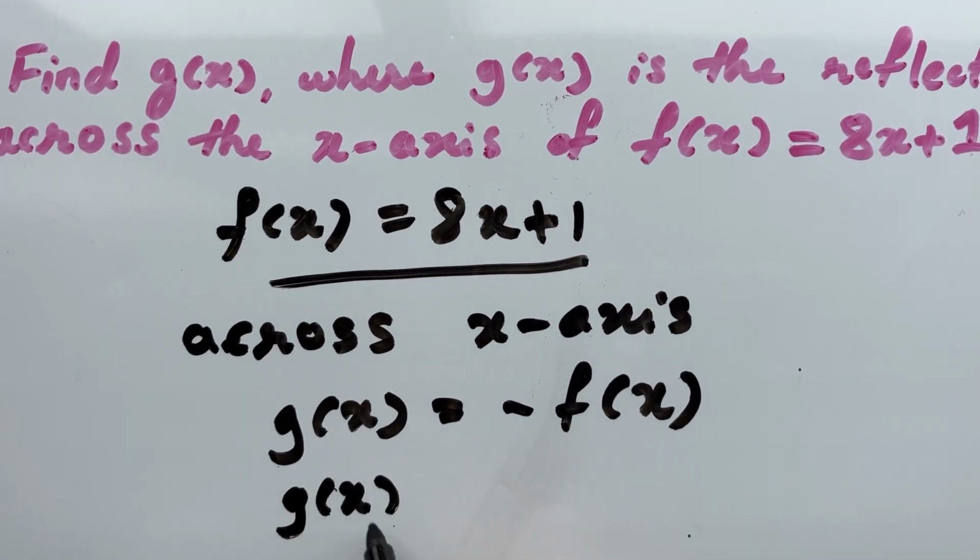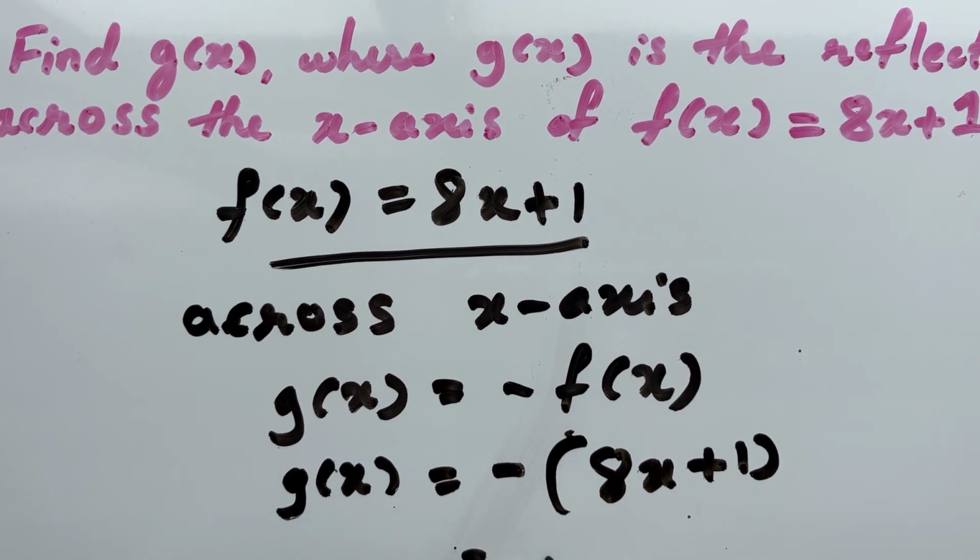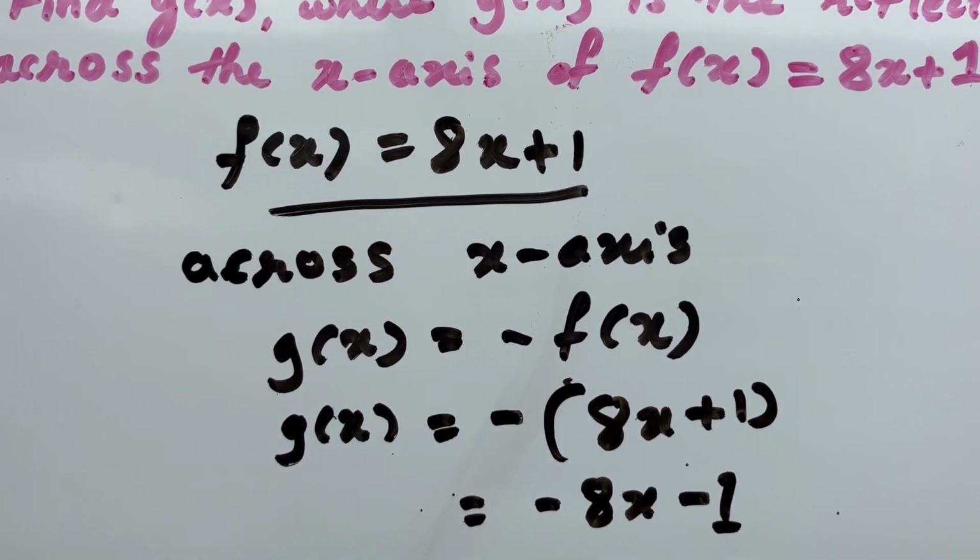Reflection g(x) is equal to negative f(x), which is negative (8x + 1), which is nothing but negative 8x negative 1. So g(x) is negative 8x negative 1. Let's go to the second question.